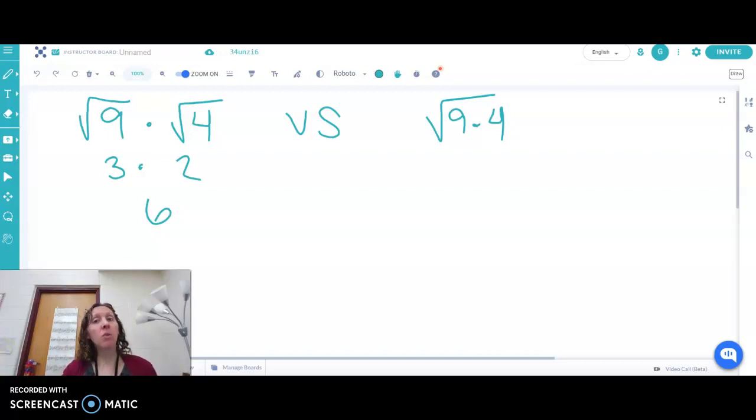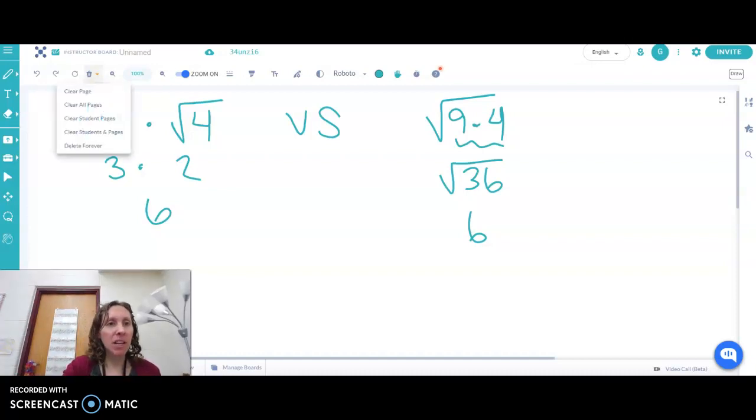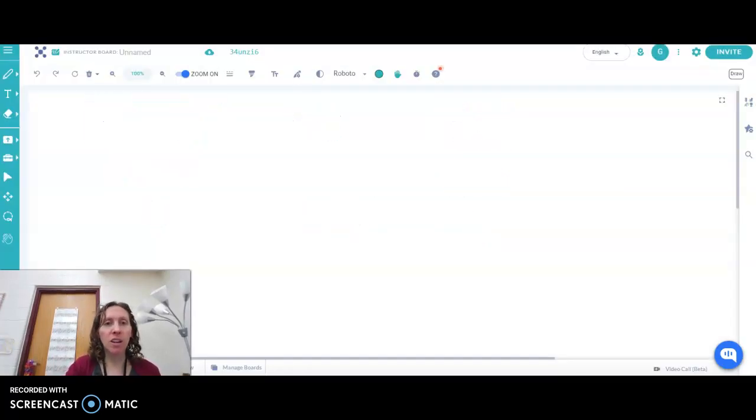For the second one, we have to do what's under the radical, and that's your square root symbol. So that would be 36. And the square root of 36 is 6. They're the same thing. Okay, so we can break apart square roots into two separate square roots to help us simplify them. So let's take a peek at the square root of 400.